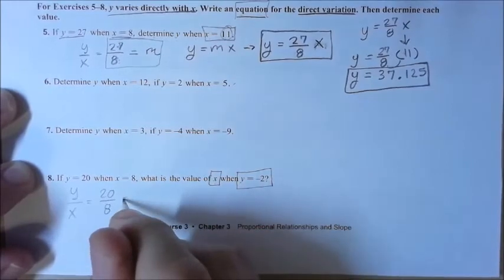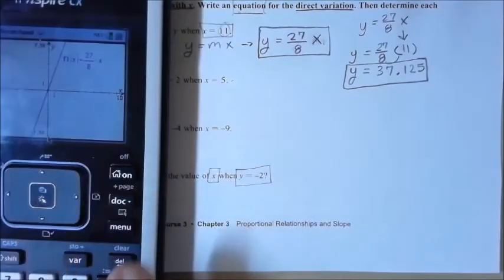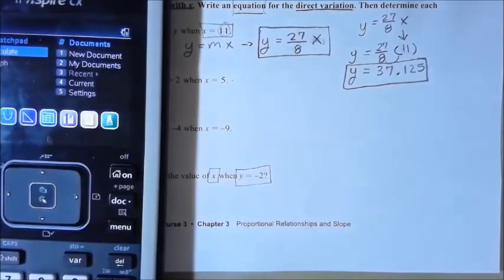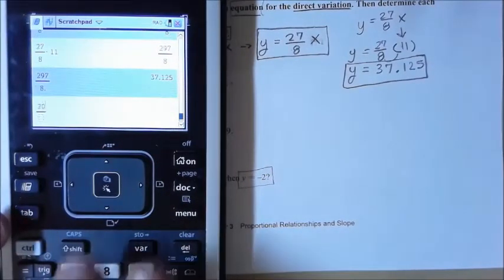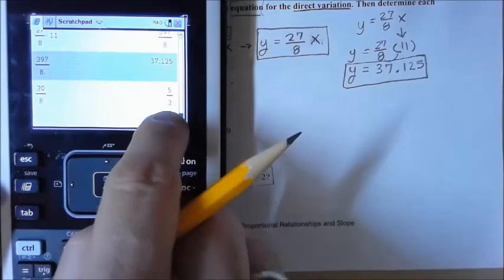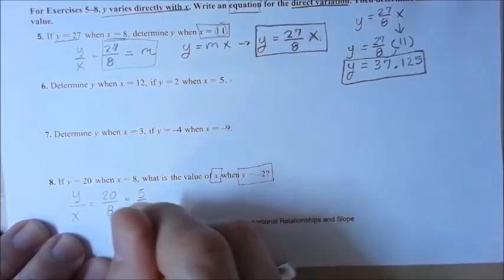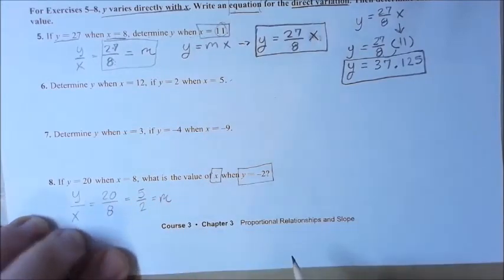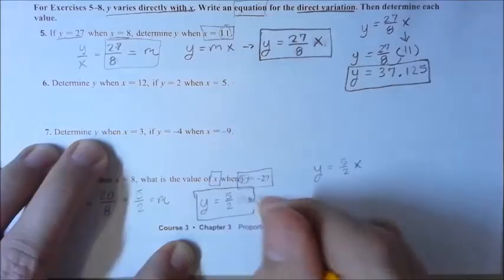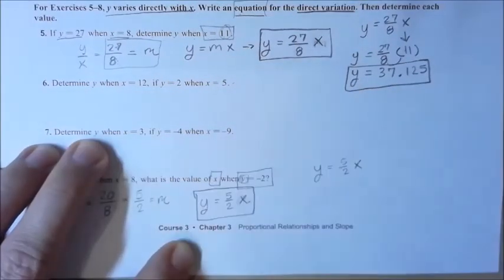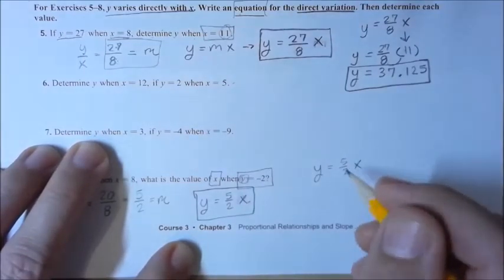So let's turn this into a good clean number. Let me put this in my calculator. I'm going to go back to calculate, and we're going to put 20 over 8. Let the calculator simplify it for you. So it's 5 over 2. So we can say this is 5 over 2, and that's going to be equal to our m. So my equation is going to be y equals 5 over 2 x, because the 5 over 2 is our m.